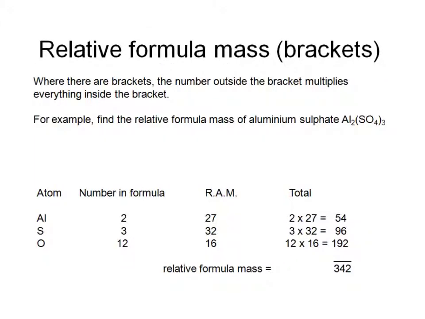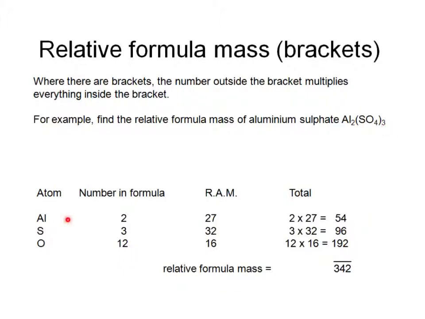Some formulas have a bracket, and what the bracket means is that everything inside that bracket is multiplied by the number outside the bracket, in this case the 3. So aluminium sulfate has got 2 aluminiums, because the 2 is directly after the Al for the aluminium, but instead of there being 1 sulfur and 4 oxygens, there's actually 3 sulfurs and 3 fours are 12 oxygens.